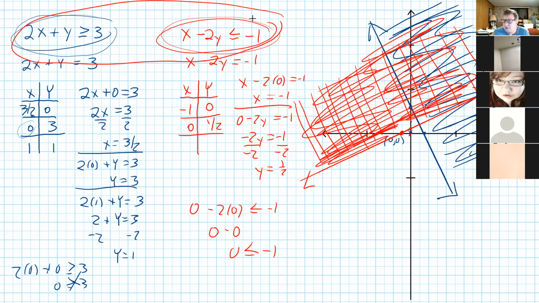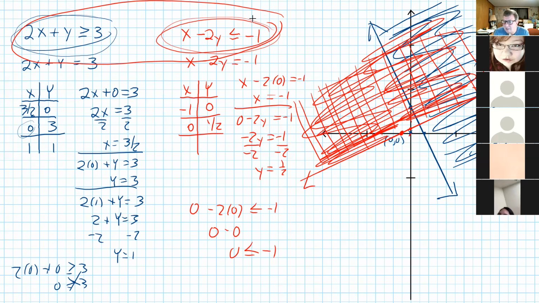What happens if you mix red and blue? What do you get? Purple. Great. So here's my question. What color is the solution to this system? It's purple, right, because it's where the red and the blue overlap.